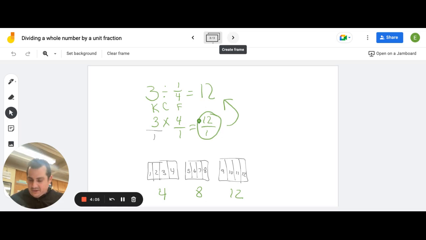Well, if we look here, I now had my 3 wholes, right? And I split my 3 wholes up into fourths, which is 4 equal pieces. So 3 wholes split up into 4 equal pieces is like 3 groups of 4, which is 12. And you'll see here, there are 12 pieces altogether.